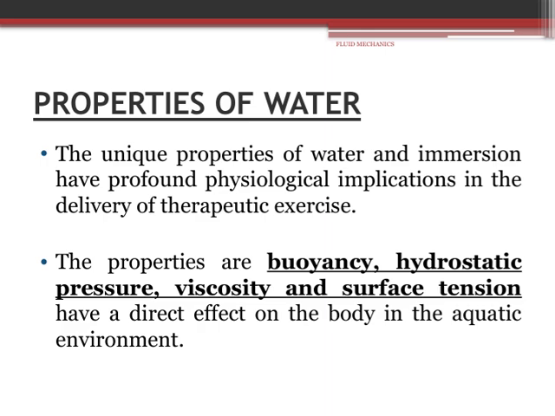Buoyancy, for example, helps reduce the weight and stress on joints and muscles, making movement easier and less painful. Hydrostatic pressure exerts an even force around the body when submerged, which can aid in reducing swelling and improving circulation. Viscosity, or the resistance of water to movement, provides gentle resistance that can be useful for strengthening muscles without overloading them. And surface tension, although more subtle, influences how water interacts with the skin and tissues at the surface.